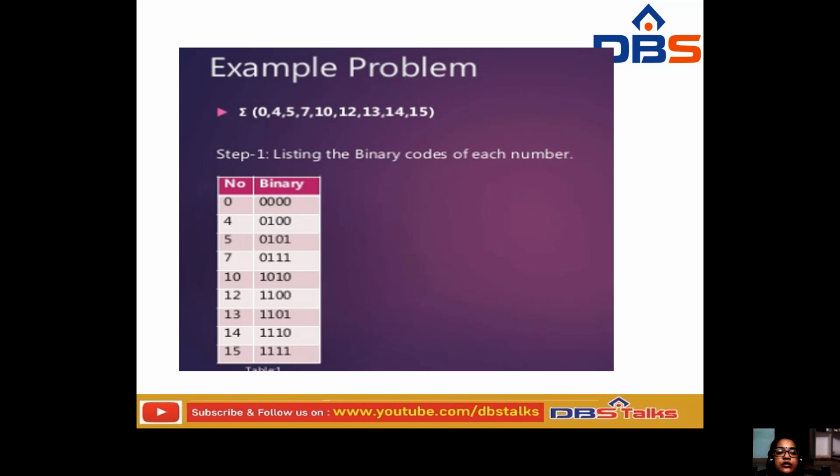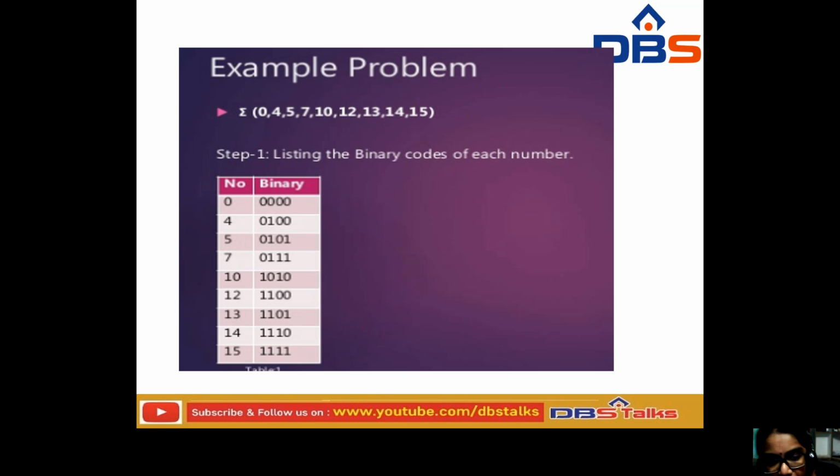0 means 0, 0, 0, 0. 4 means 0, 1, 0, 0. Next one, 5: the binary representation of 5 is 0, 1, 0, 1. Next one, 7: the binary representation of 7 is 0, 1, 1, 1. Next one is 10: the binary representation of 10 is 1010. Next one is 12.